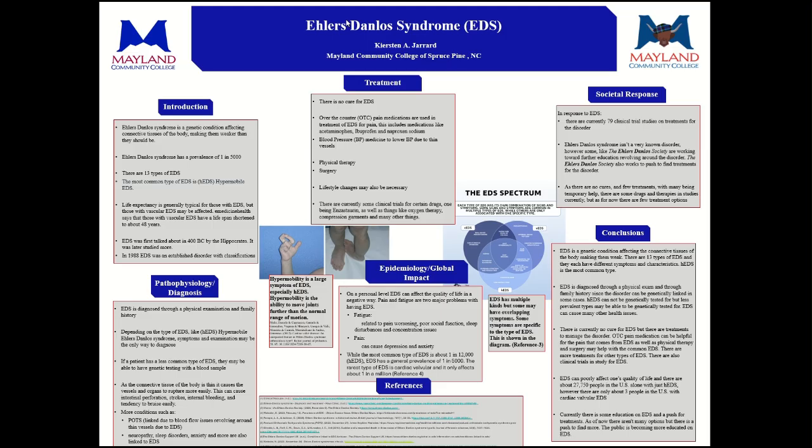In 1998, EDS was published with the classifications, and the genetic makeup was discovered in the 1960s. In 1901, Edward Ehlers recognized EDS as a specific disorder, and in 1908, Henry Alexander Danlos suggested that the skin being fragile and its specific characteristics were related to a patient with EDS.